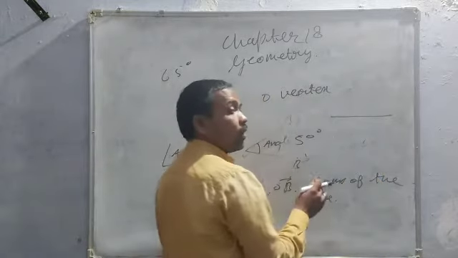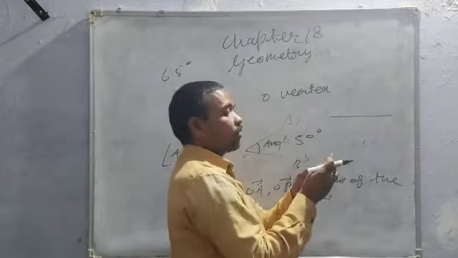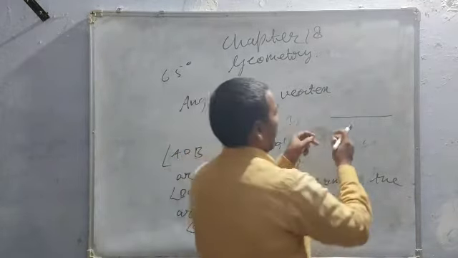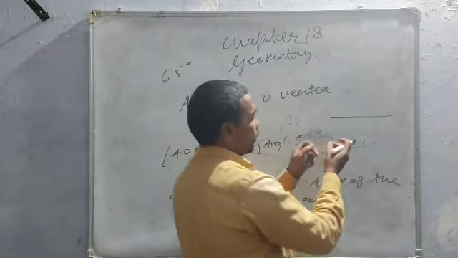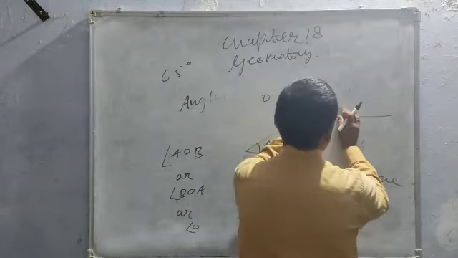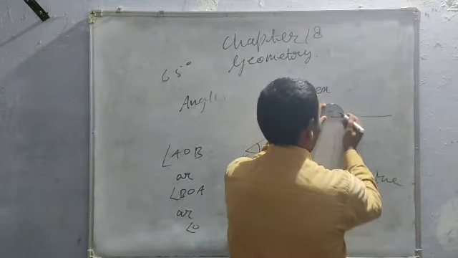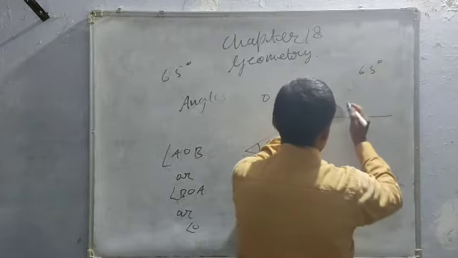Suppose you want to draw your angle from this point. So this point should coincide with the middle point of the protractor, and this line should coincide with this horizontal line. Suppose you want to draw the angle from this side, so you can measure from 0 onwards. Suppose you want to draw 65 degrees.